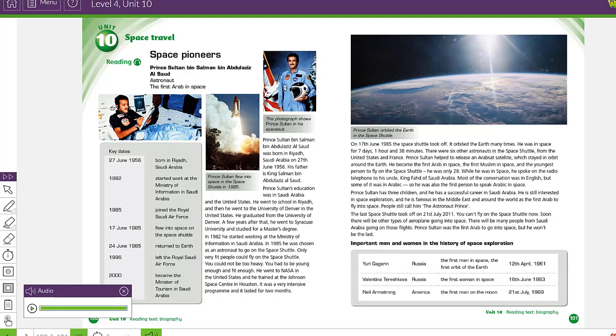Question number 3. Who is the youngest person to fly on a space shuttle? Of course, this is Prince Sultan bin Salman bin Abdulaziz. Question number 4. What do people call him? Who can answer? Very good. The astronaut prince.